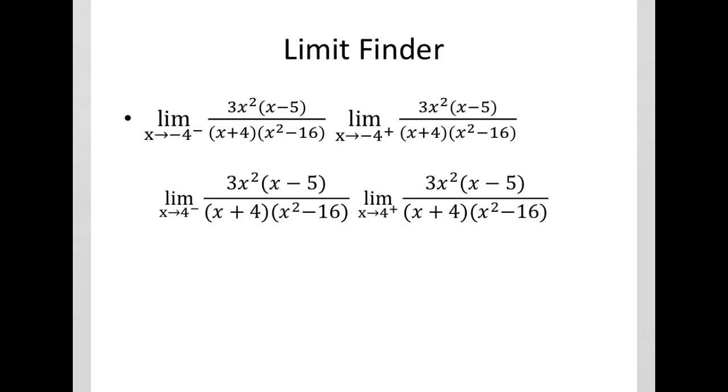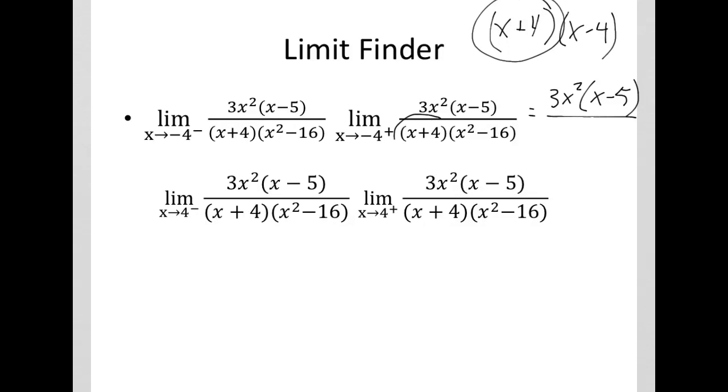More uber limits here. So let's first off continue to factor this. Notice in the denominator, x squared minus 16, we have a difference of squares there. So that's going to factor as x plus 4 times x minus 4. So we're going to rewrite this function as 3x squared times (x minus 5) over, notice now we have two x plus 4 factors, so I get (x plus 4) quantity squared, and then I also have that x minus 4 right there.